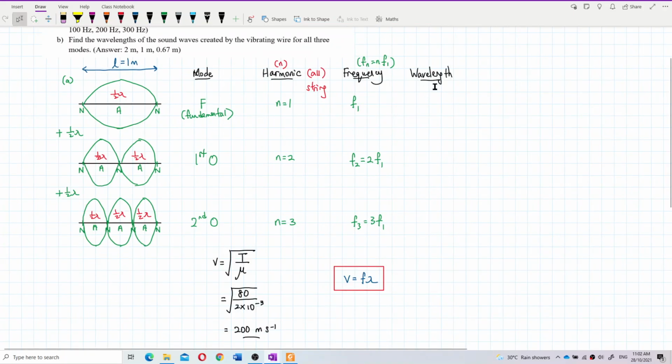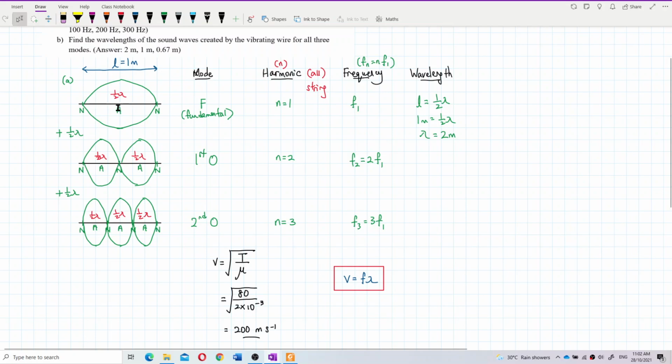Now let's find out the wavelength for all 3 waves. The wavelength for the first wave: the length is equal to half lambda, isn't it? The length is 1 meter long. This is equal to half lambda. So what's lambda? Lambda is times 2, so it becomes 2 meter. So we got the lambda, and we have the speed also, 200.